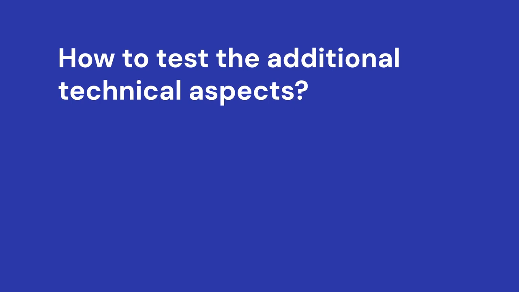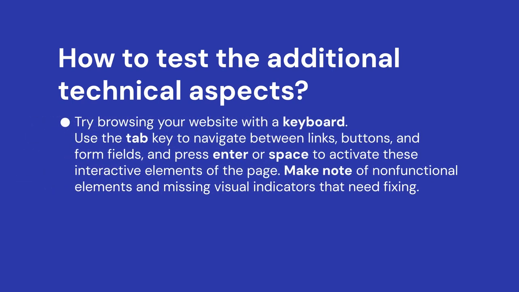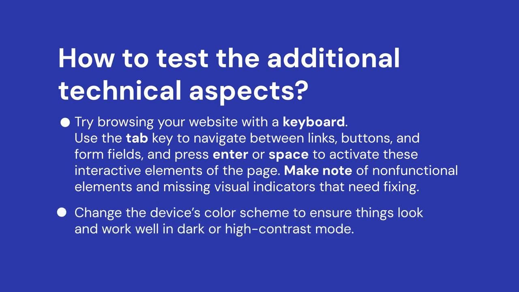Number one, try browsing your website with a keyboard, no mouse. Use the tab key to navigate between links, buttons, and form fields, and press Enter or Space to activate these interactive elements of the page. Make note of non-functional elements and missing visual indicators that need fixing. And secondly, you can change the device's color scheme to ensure things look and work well in dark or high contrast mode.